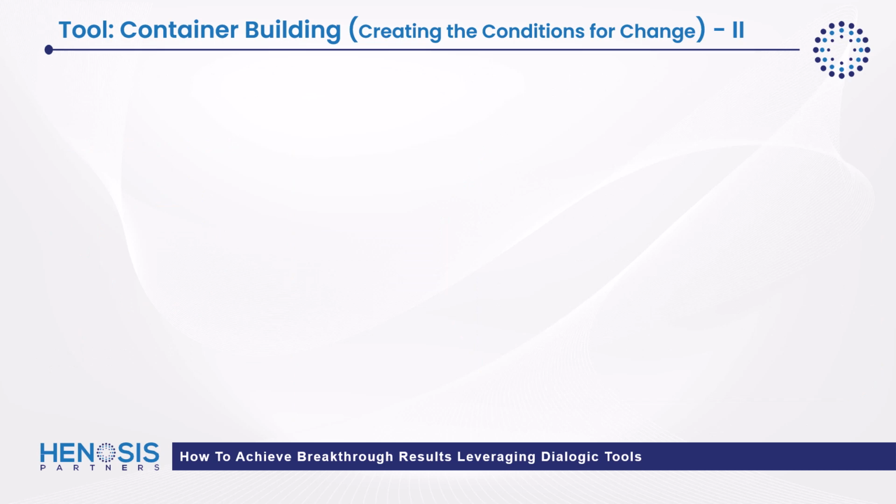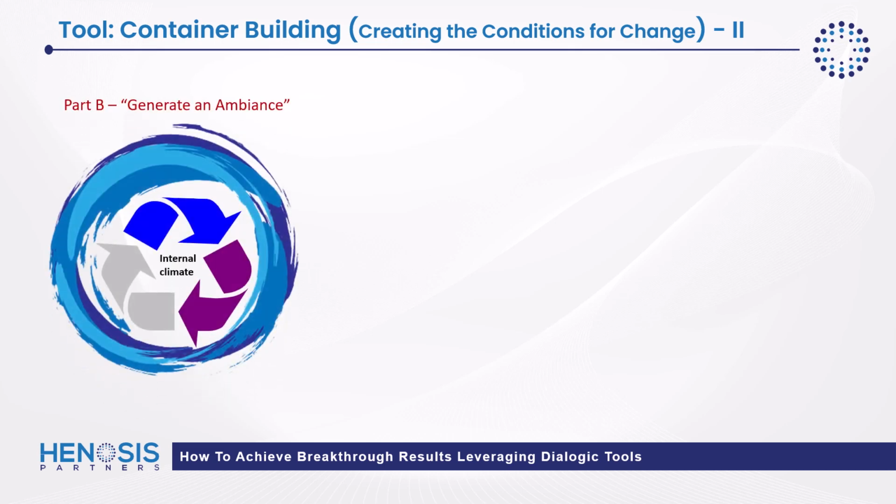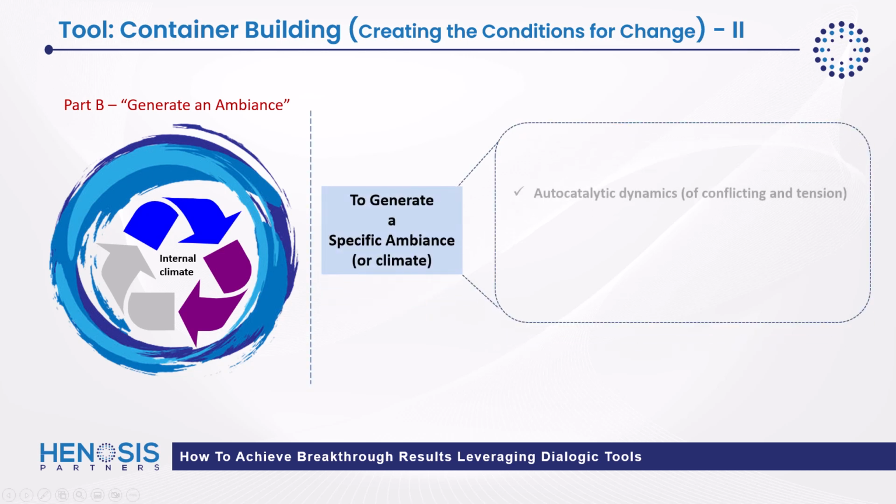Now, the reason that we go through so much trouble to establish a certain context is that in establishing such context, it creates or generates a certain ambiance or climate within the container itself. And the climate or ambiance that we're wanting to be intentional about is to generate a climate that is reflective of autocatalytic dynamics, of conflicting intention.